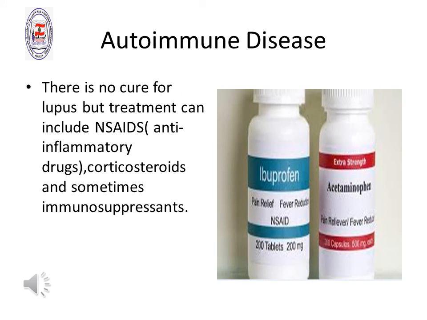As you know, lupus is a chronic disease. That is, there is no cure for it, but treatment can include NSAIDs, which are anti-inflammatory drugs, as you can see in the figure, corticosteroids, which is cortisone, and sometimes immunosuppressants that can suppress the immune system.